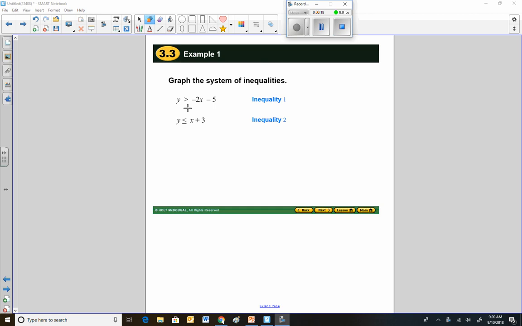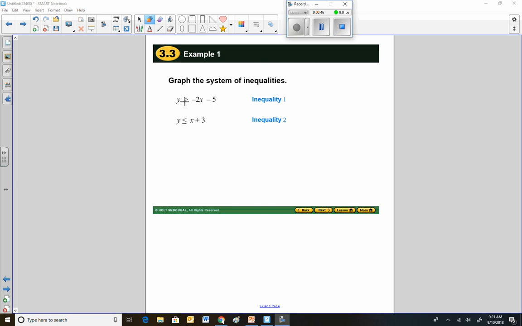And what we have here is one situation where y is greater than negative 2x minus 5. So you graph the line with negative 2x minus 5, and then you're supposed to shade in everything greater than that, which means above the line. You also will graph this line, y equals x plus 3. So you graph that line, and then you shade. It says y is less than or equal to, so we would shade below the line.